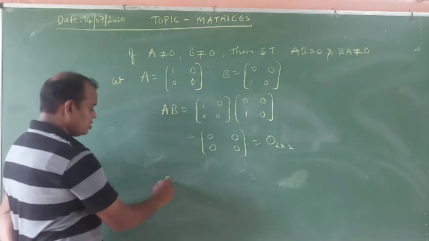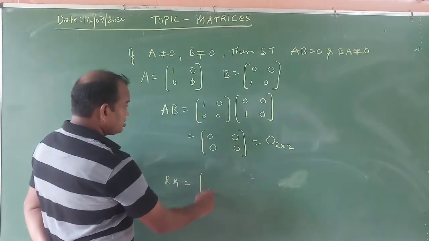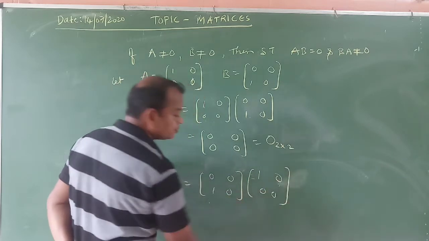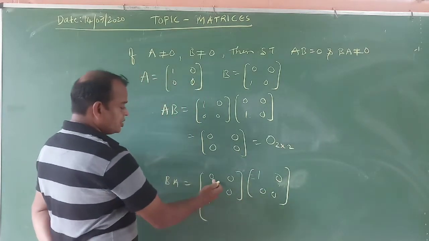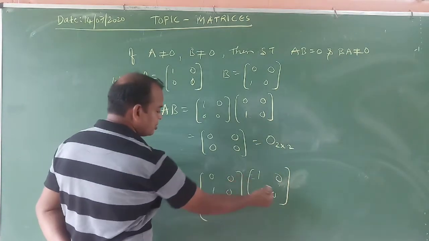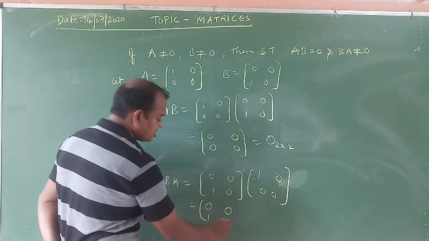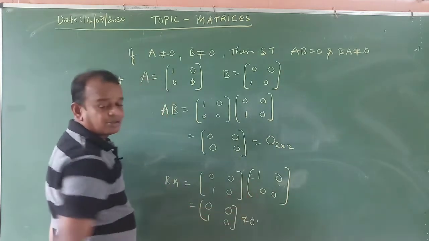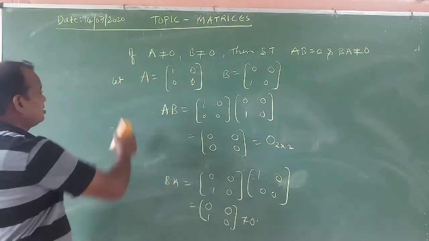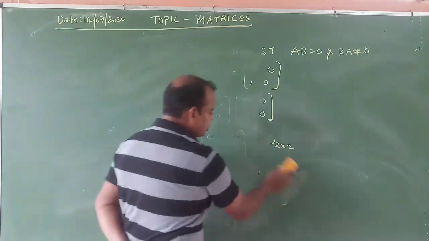Next, BA. BA is also possible because it is a square matrix of order 2 by 2. BA means [0 0; 1 0] times [1 0; 0 0]. Now observe what happened: the entries work out so that one entry is 1, so this is not equal to 0. This is a very important problem, remember this one. Next we will go to the next topic, that is transpose of a matrix.